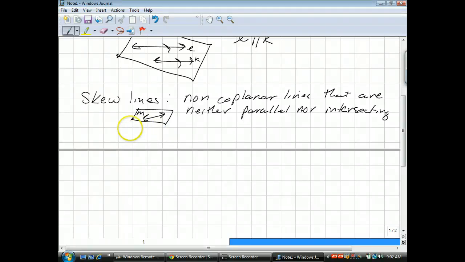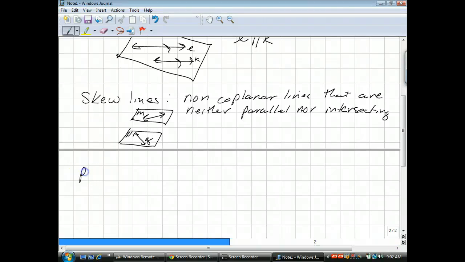Let me make this a little better here. So this is plane N, and we have the line that goes like this, and this is line Q. So they're not parallel. The planes are parallel, but the lines are not parallel because they're going in different directions. And they're non-intersecting because the planes are parallel to each other, so the lines would never intersect. So those are skew.